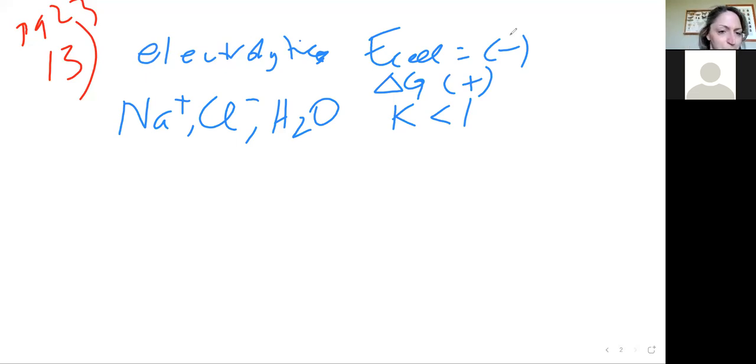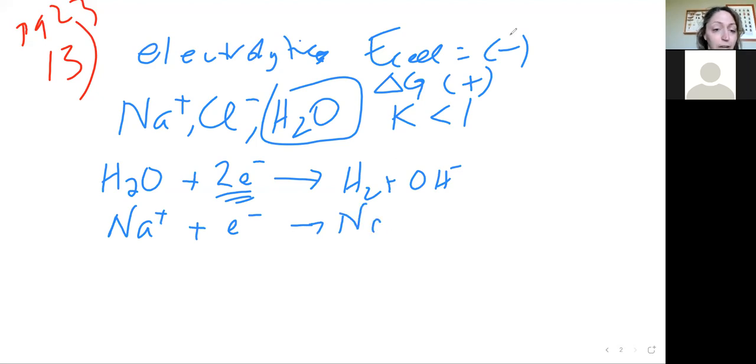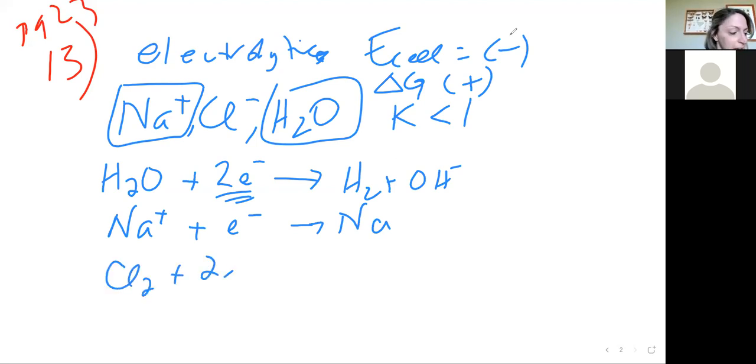Looking at the first one, it's basically water, and I'm just going to abbreviate it a little bit, so I don't have all the coefficients, and that's okay. The water is being reduced. Water can be reduced because water is present, so that's fine. The next one is Na+ being reduced. And that one's fine too, because Na+ is available in the solution. But it's that last half reaction. It says Cl2 plus 2 electrons, making Cl-.